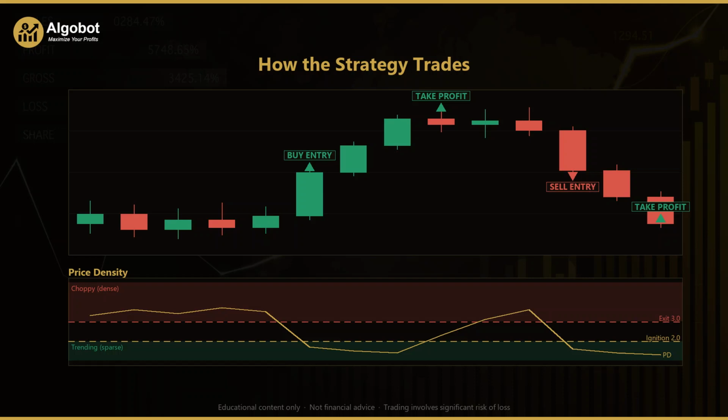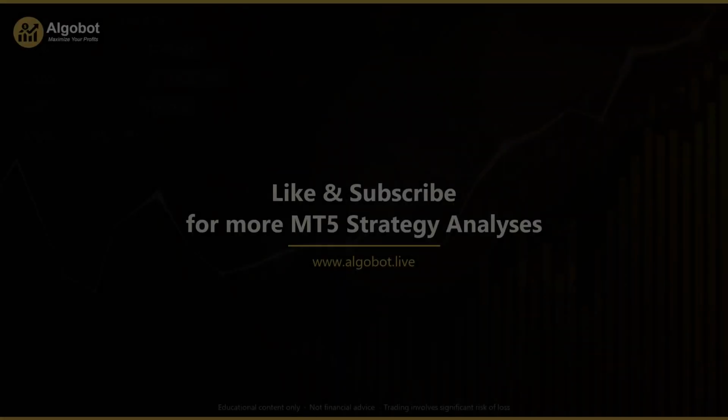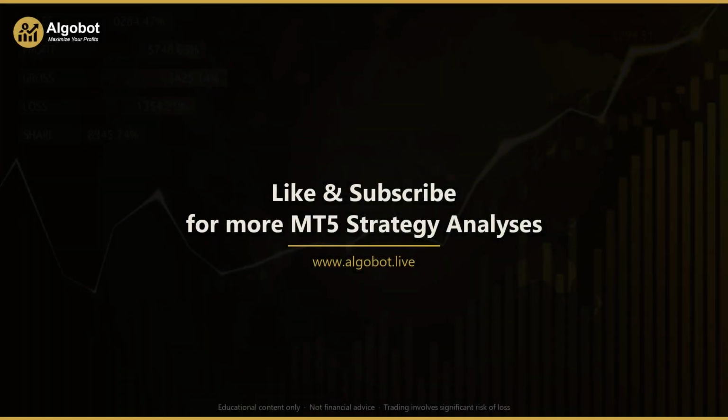And to be clear, these are illustrative examples chosen to show the logic. Real markets don't move this neatly, and losing trades are a normal part of any approach. So there you have it, a complete educational walkthrough of the Price Density Trend Breakout Expert Advisor for MetaTrader 5. We covered what Kaufman's price density actually measures, how the strategy waits for that density to collapse from choppy to trending, how it uses the window's displacement and the closing price to choose long or short, and how it defines risk with an ATR-based stop and take profit.